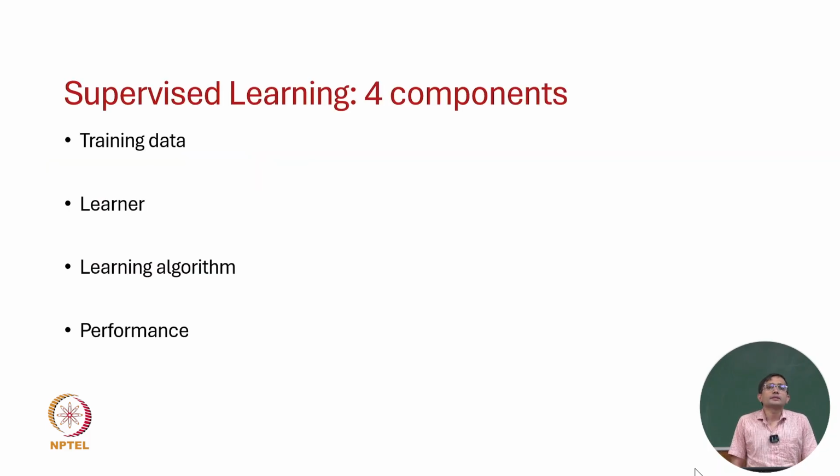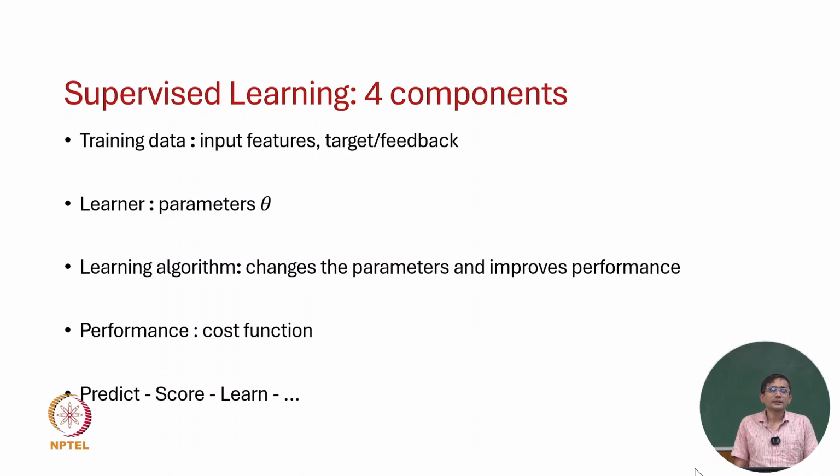So we'll start our discussion from supervised learning. In supervised learning, we have 4 components: training data, a learner, a learning algorithm, and a performance indicator. How are these 4 components useful? Let us see more about this.